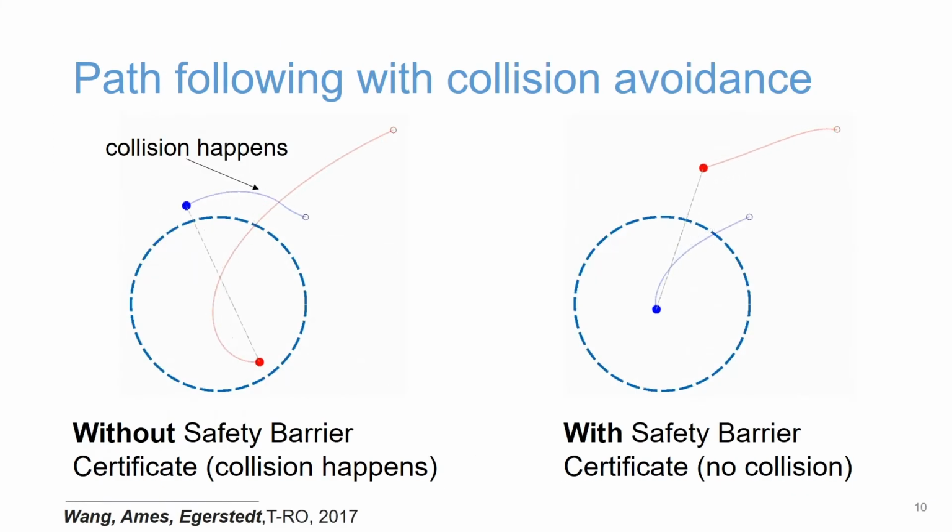Perhaps you may wonder how these robots can avoid collision with each other. Although this is not the focus of our work, we briefly demonstrate here that our algorithm can be combined with a safety barrier certificate to avoid collisions.